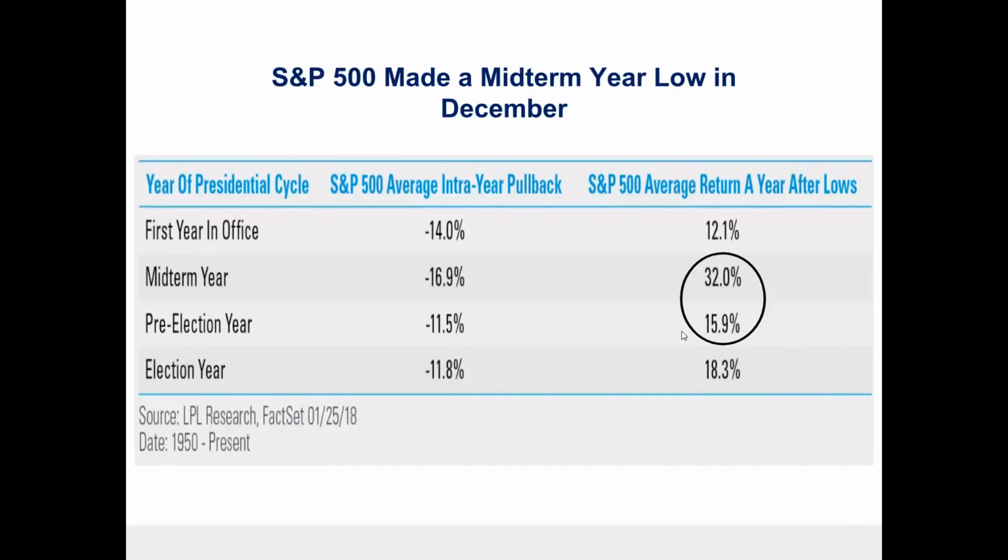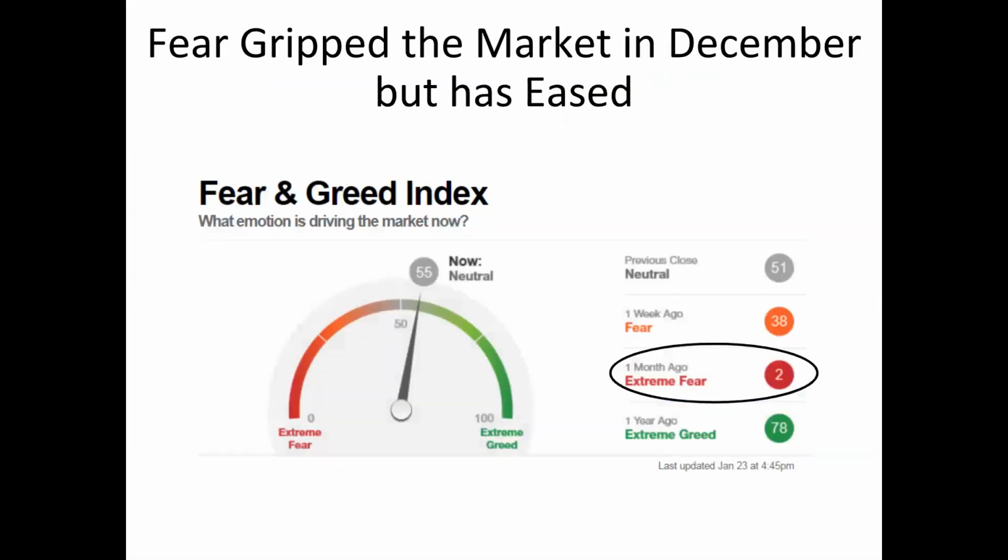And in pre-election years, generally speaking, you get an intra-year pullback of about 11%. This year is a pre-election year. But then again, the average return 1 year after that pullback is 16%. So reasons to be bullish longer term while thinking about that in the context of some choppiness here in the near term. And really what happened in December is that fear gripped the market.